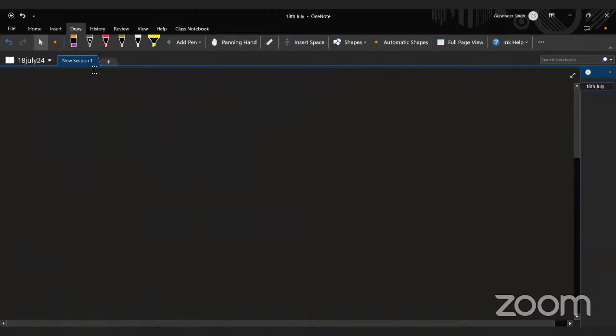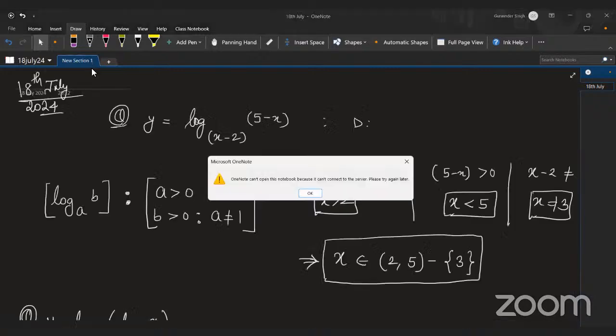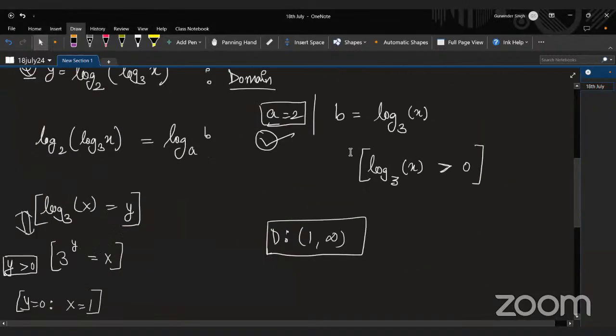Okay, see, yesterday when I was telling you about that logarithm thing, if I have any log base a of x, I had told you that there were certain restrictions on what log I can take. I am unable to open that, so I will just explain it here. Yesterday I was teaching you y equals log base a of x, right? You remember?